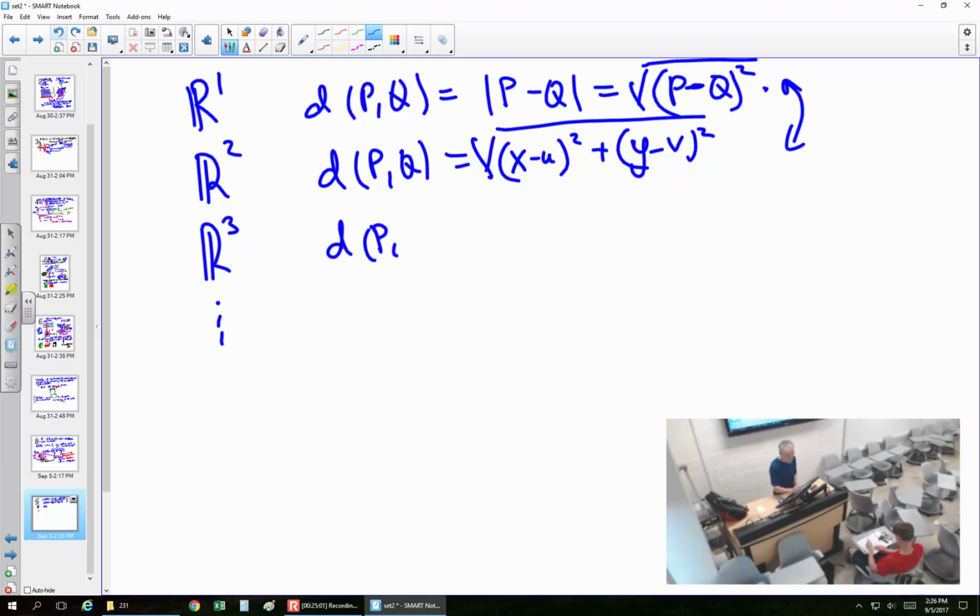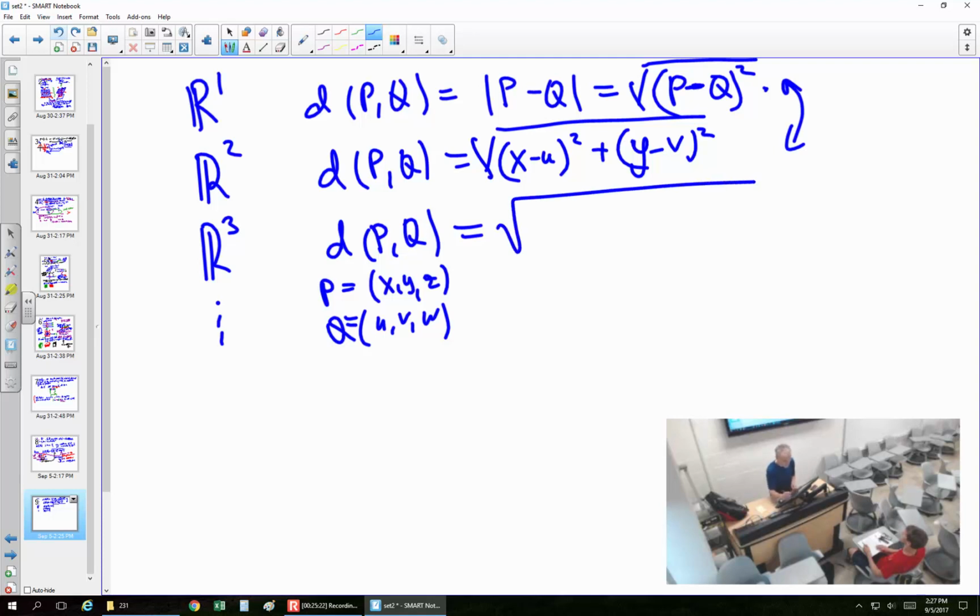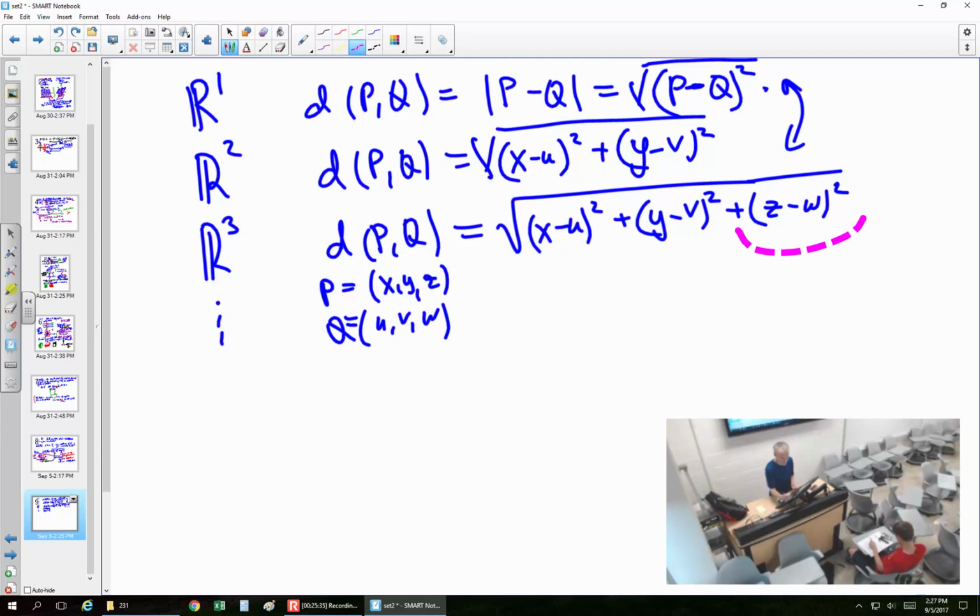So, in dimension 3, what's the formula? Say P is equal to (x, y, z), Q is equal to (u, v, w). We have three coordinates instead of 2, we add them together, and then still the square root. So x minus u, and every time we add an extra term, z minus w. So that's exactly what has happened. This is the extra term as we move this way. And this one was also added when we moved from dimension 1 to dimension 2.